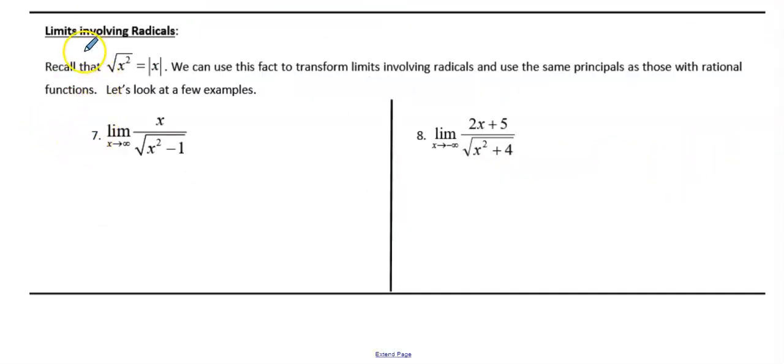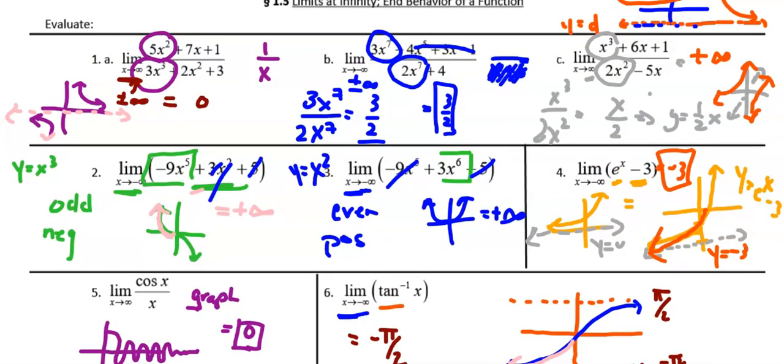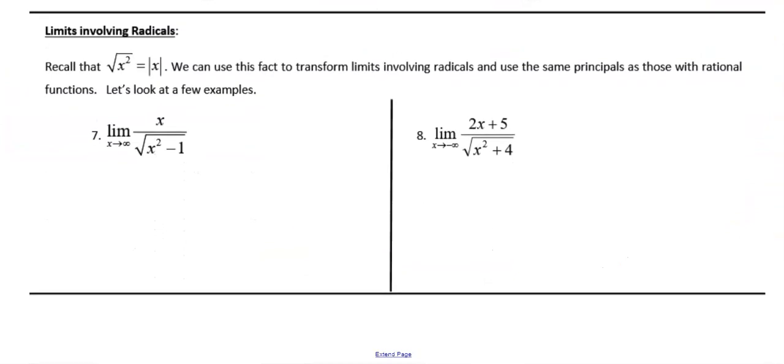Okay, so let's look at the actual limits involving radicals. Just like we did in example 1, A, B, and C, we're going to do the same thing down here.